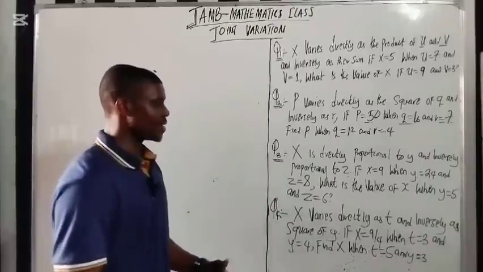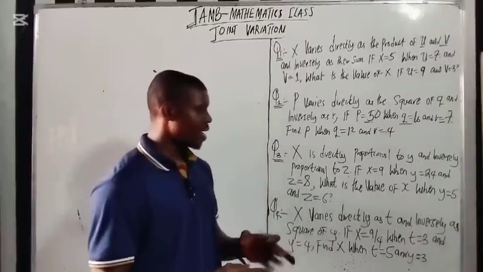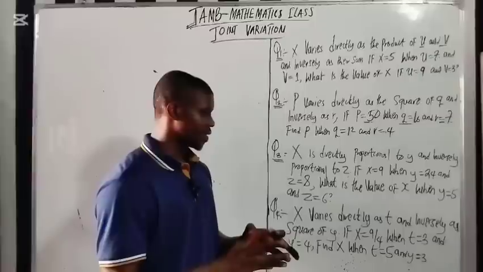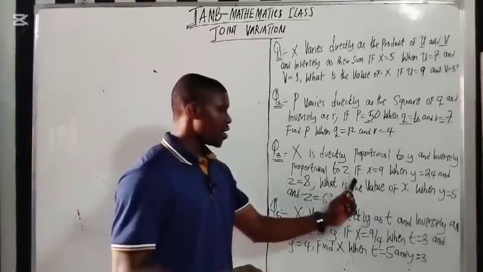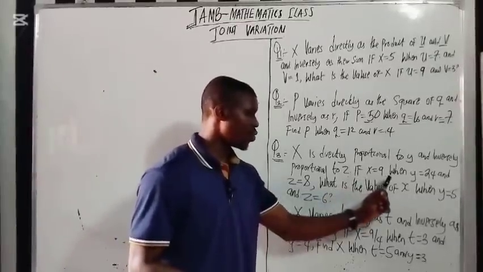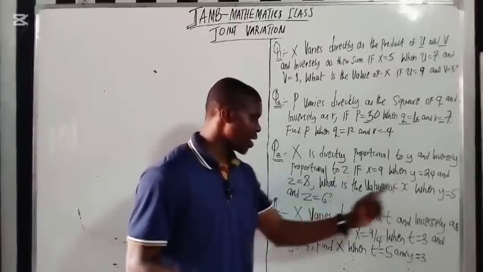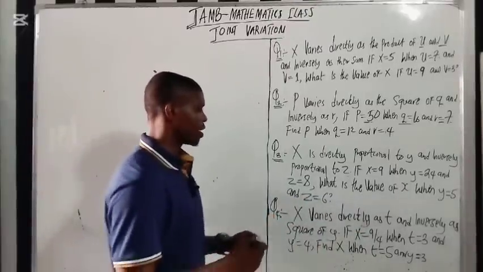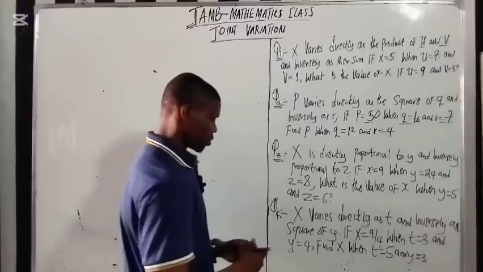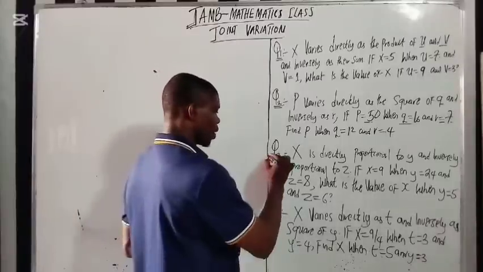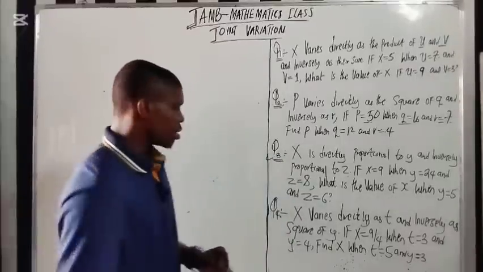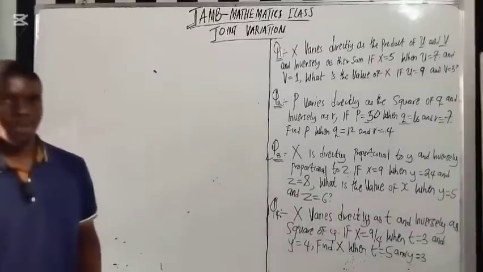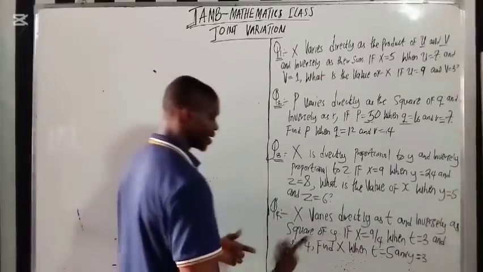Question 3. S is directly proportional to Y and inversely proportional to Z, right? If S is equal to 9, Y is equal to 24, and Z is equal to 8, what is the value of X? I believe you can also do this one here. You should be able to do question 3. I'm not going to solve question 2 because it's very easy.